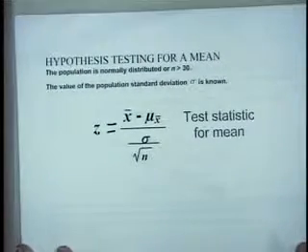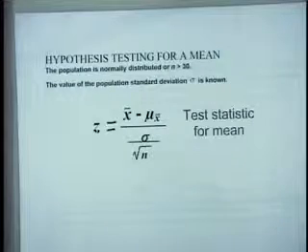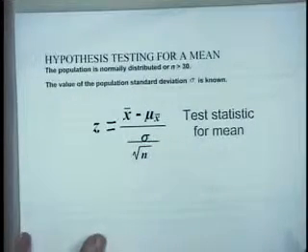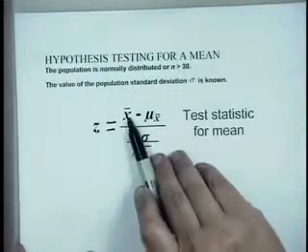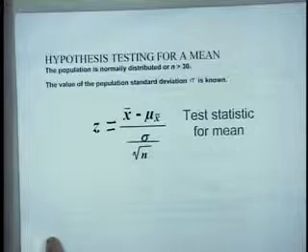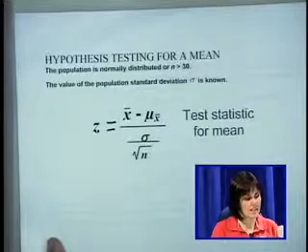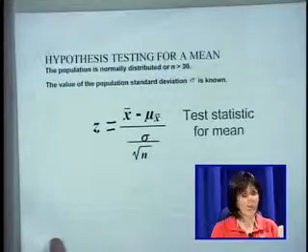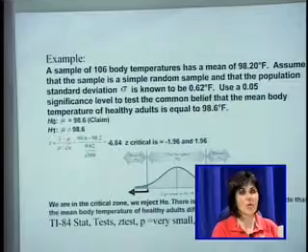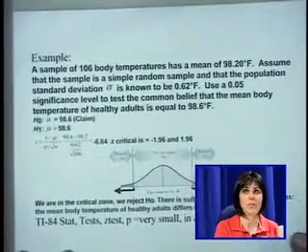I'm going to do the hypothesis testing for a mean now. For that one, your test statistic is going to have the z value of x hat minus mu of x hat divided by sigma divided by radical n. That is your test statistic. But we are not going to do it that way. If you want to do it by hand, you can see that. So I'm going to go straight to an example.